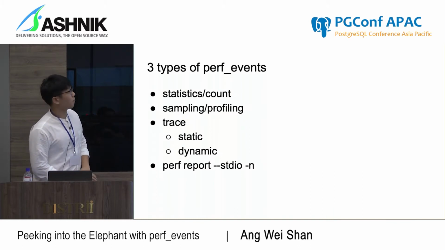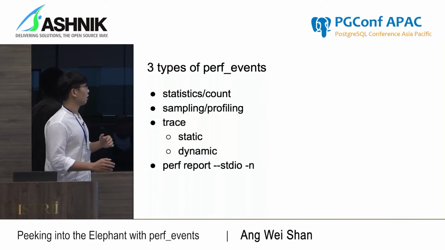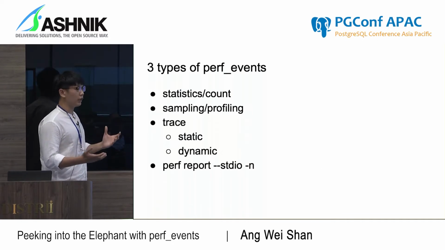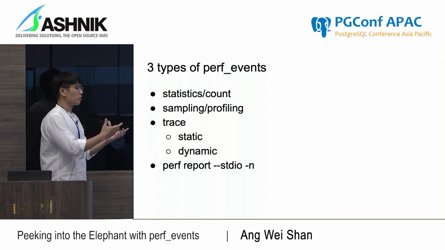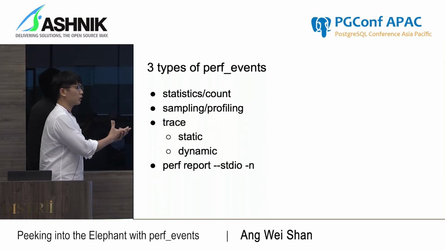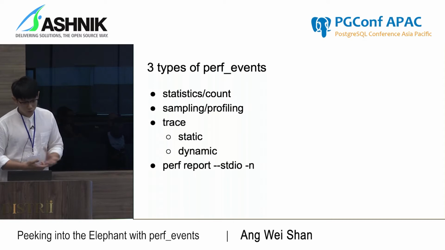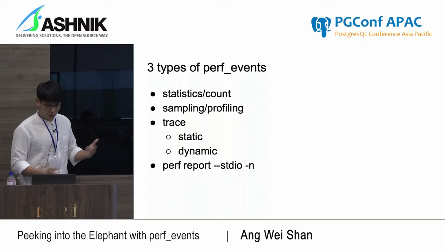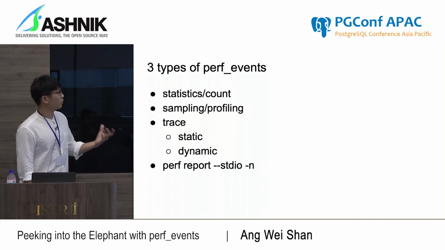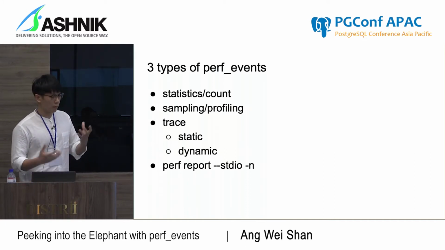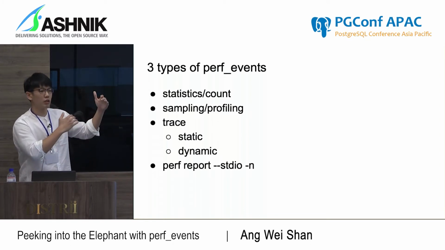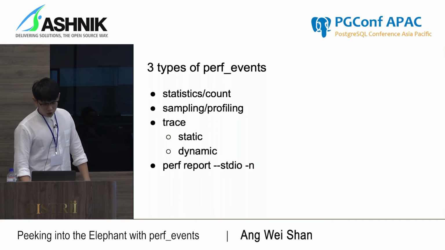There are 3 types of perf events: counting, profiling, and tracing. Counting, basically, you are interested in a particular function, and you want to trace how many times it's called. That's usually what I use for before and after code changes. Profiling is more useful for me. I just trace a Postgres PID, and I can see what functions are being called. Tracing I'll go through in a bit.